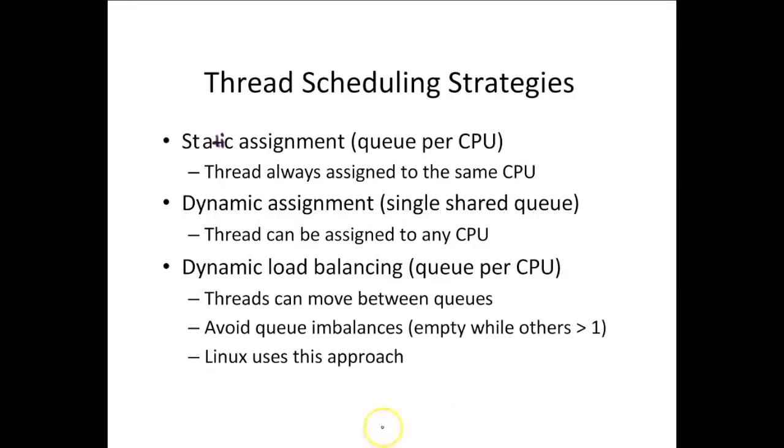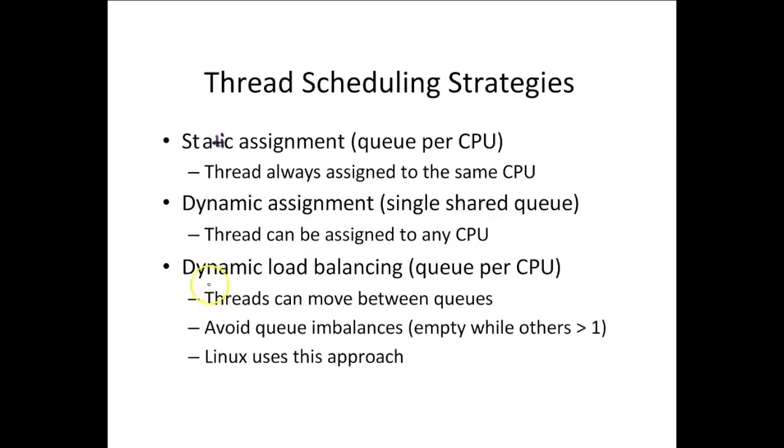There are three thread scheduling strategies, and one is static assignment. A thread is always assigned to the same CPU. You may wonder when this happens, and I will explain later. The other one is dynamic assignment. This is the single shared queue, the global queue. That means whatever thread is thrown into that global queue can be assigned to any CPU. This is known as dynamic assignment.